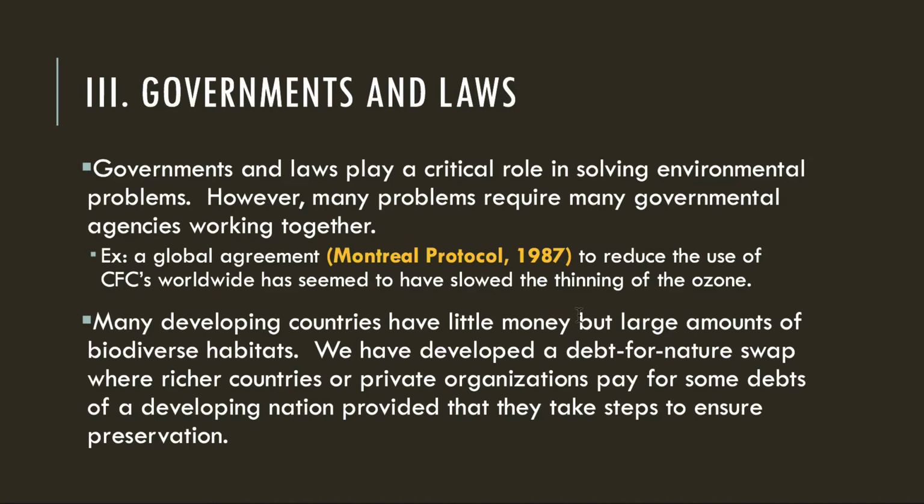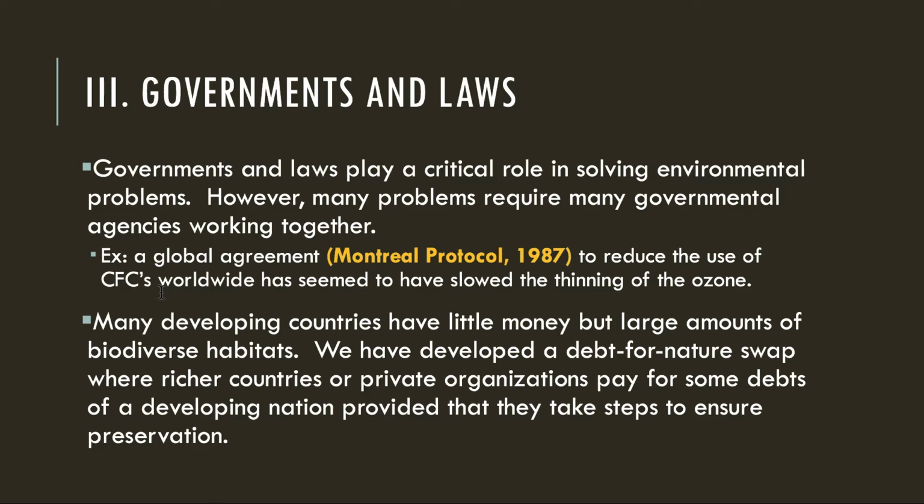So many developing countries had little money but large amounts of biodiverse habitats. They have developed a debt for nature swap where richer countries or private organizations pay for some debts of developing nations, provided that they take steps to ensure preservation. So the bottom here mentions that some countries that are developing, like third world countries, don't have the money to be able to put into paying for debts and everything that they owe because they're poor countries.